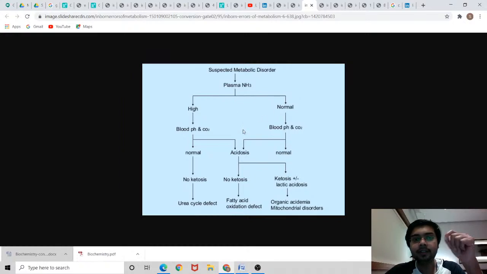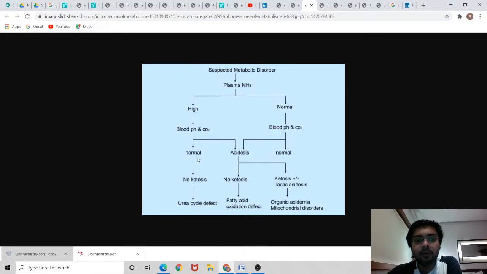Another thing, hyperammonemia we have discussed, but what if it is normal? If the plasma ammonia is normal, then again you see the blood pH. If it is acidosis with normal ammonia, and there is no ketosis, then it can be due to a fatty acid oxidation defect. And if there is ketosis and lactic acidosis, then it will be something called organic aciduria or a mitochondrial disorder.